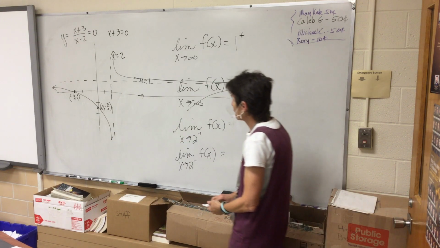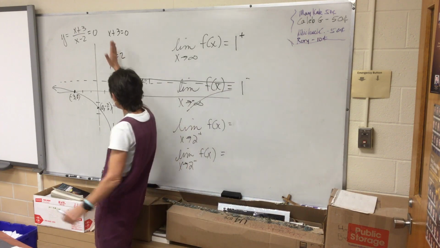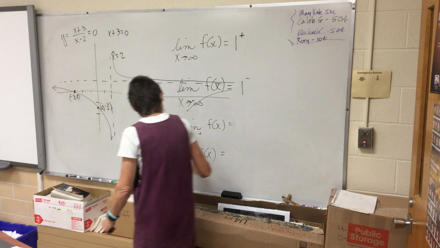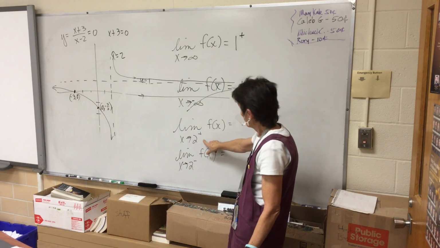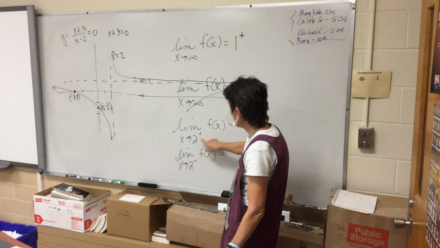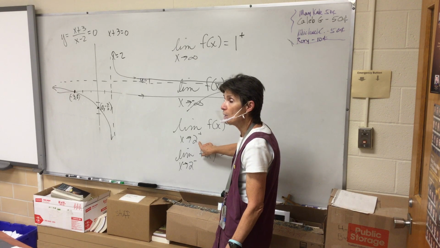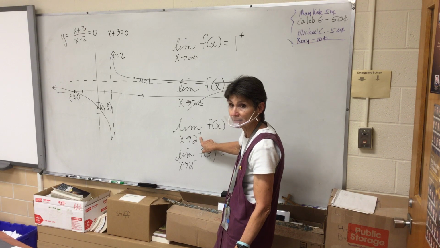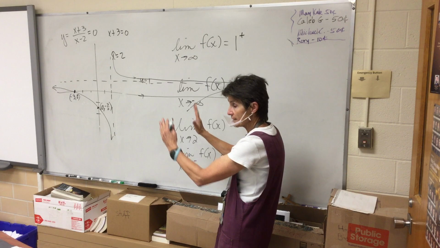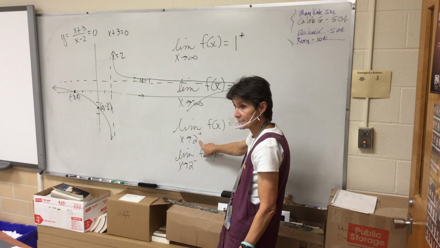All right, so let's look at our graph. Right here is where x is 2, right? So this is asking me, what happens to your function, what happens to your picture as you approach 2 from the right side? We can approach 2 from both sides, so this is specifying right side.